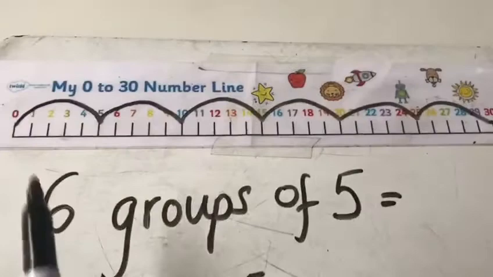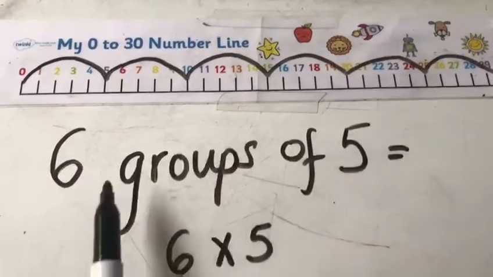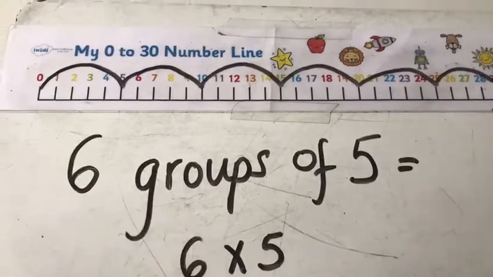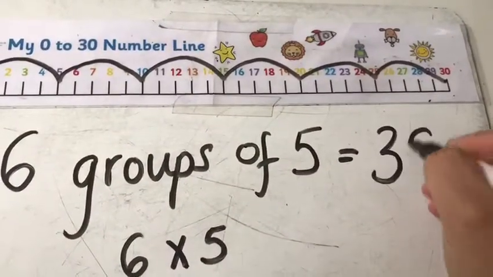Let's count how many jumps I did. 1, 2, 3, 4, 5, 6. So this part is correct. I've done 6 groups of 5, and I now know that it is 30.